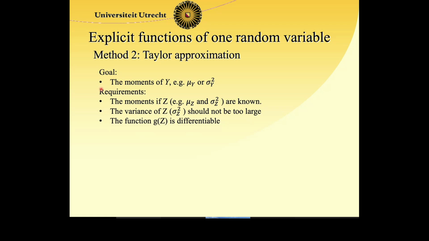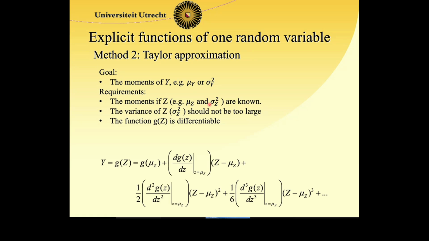So in this case, we can compute the moments of y, the mean and the variance of y, if we know the mean and the variance of z. Okay? So let's see how that works. This is a so-called Taylor approximation of y, or the function g(z). So g is generally a nonlinear function of z, and if g is a nonlinear function of z, we can develop it around the mean value of z.